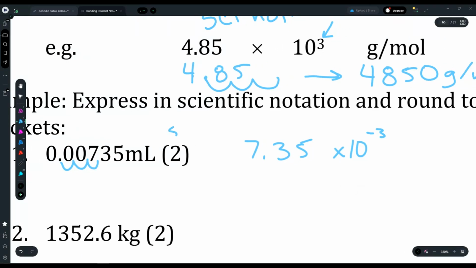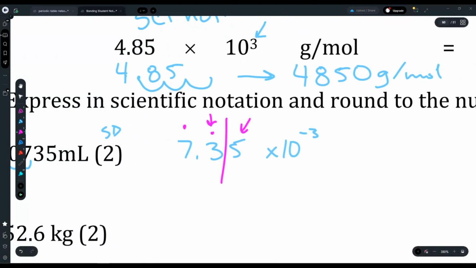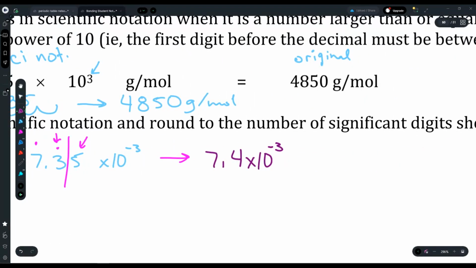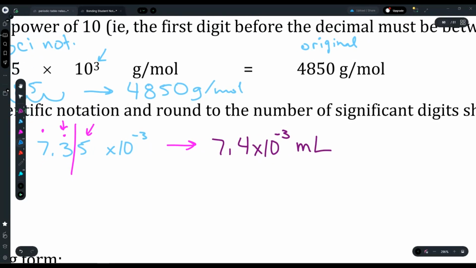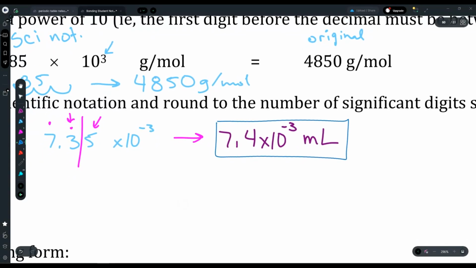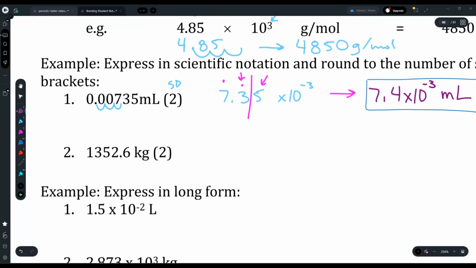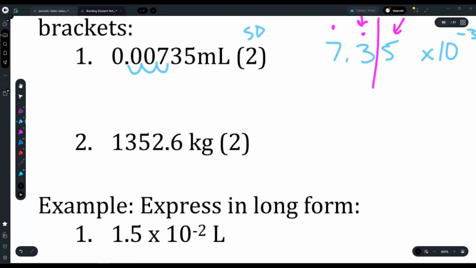Now we're going to worry about the significant digits. Because it's 2 significant digits, I'm going to count 1, 2. My cutoff line is right there. So this 5 is going to cause the 3 to bump up. So my final answer here is going to be 7.4 times 10 to the power of -3, and let's not forget units, milliliters. Let's put a box around my answer. Okay, moving on to the next one, same process.